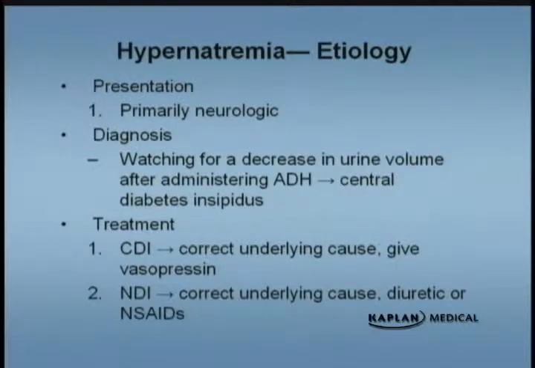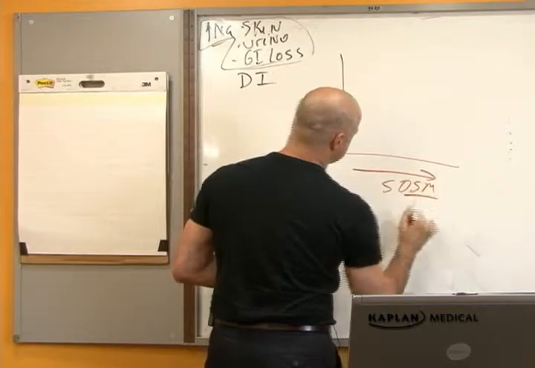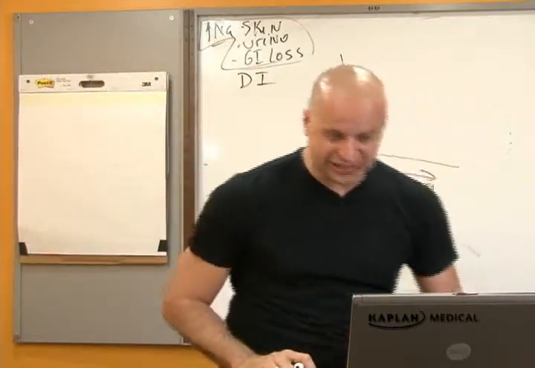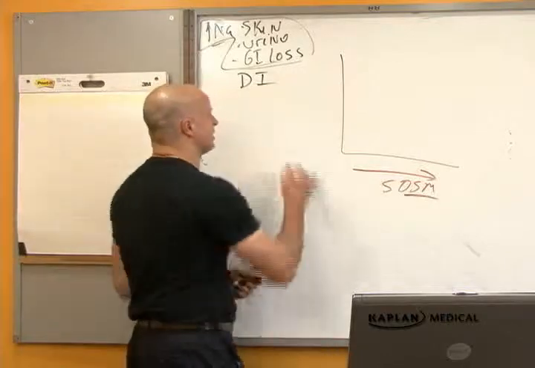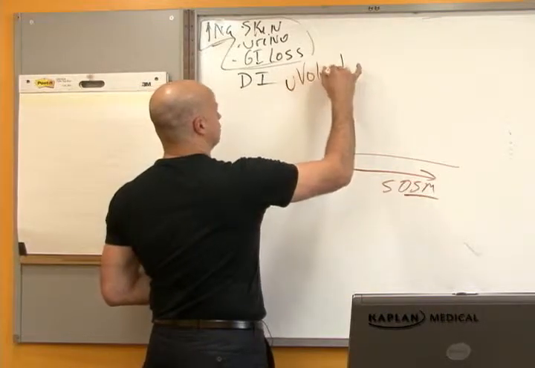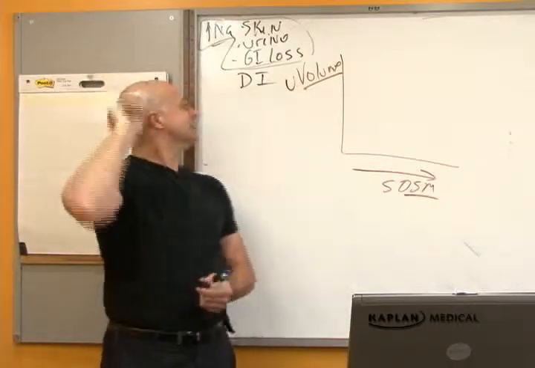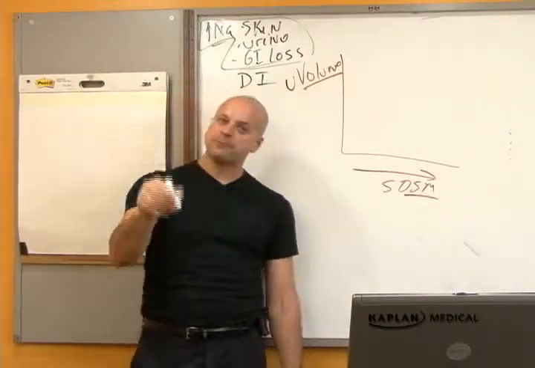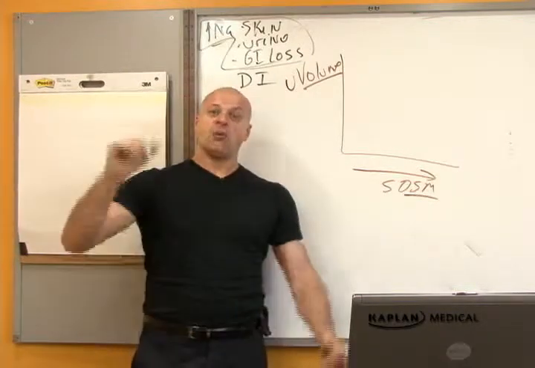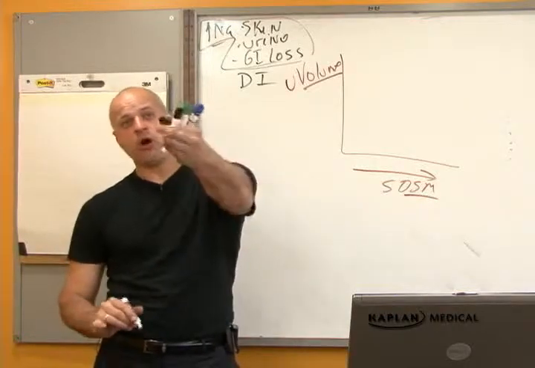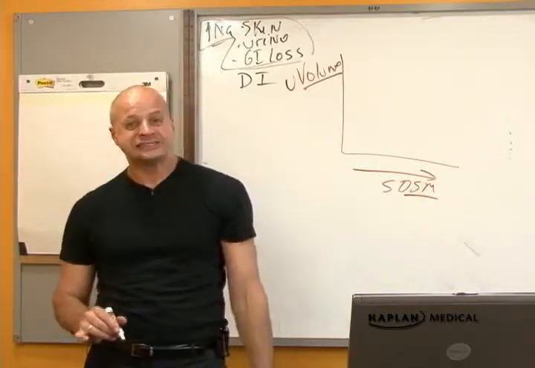Okay. Now, if you have a person who's getting dehydrated, dehydration means the serum osmolality is rising. What should happen to the urine volume in a normal person as the serum osmolality rises? What happens to your volume of urine when you're dry? Do you make more urine, or do you urinate less?